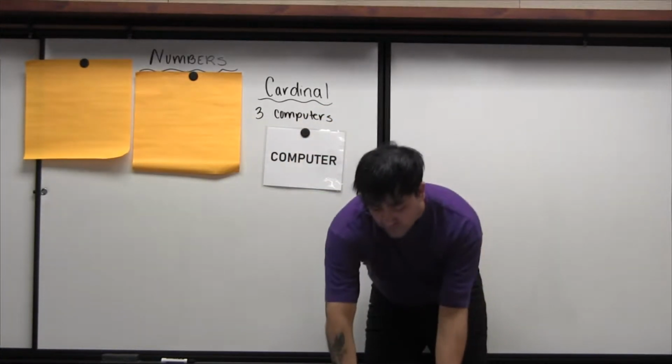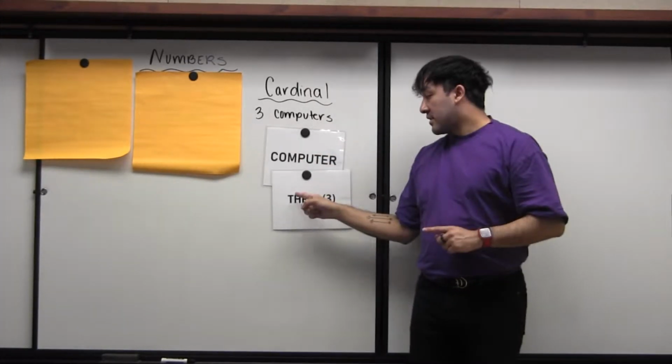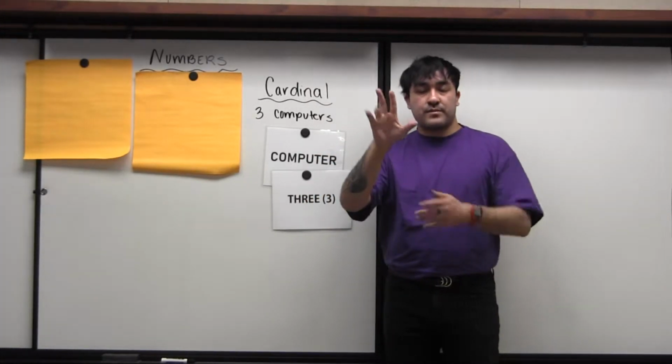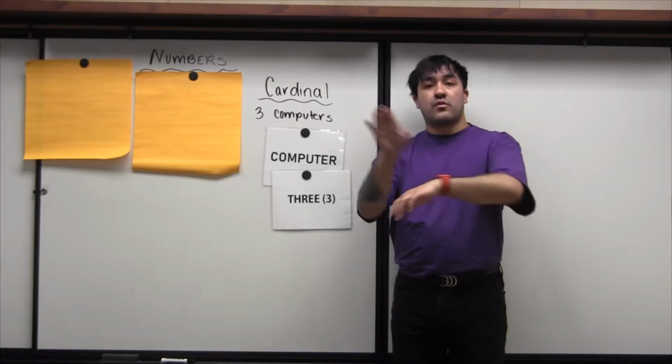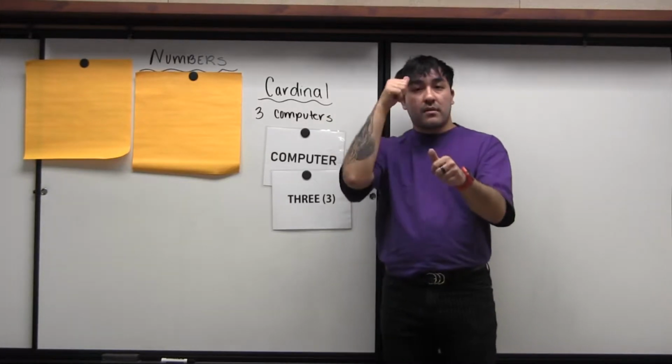So remember, in ASL we would change this up. We put the noun first and then we tell you the number or the adjectives. It really doesn't matter how we sign this, so we can have our palm facing forward or backwards.